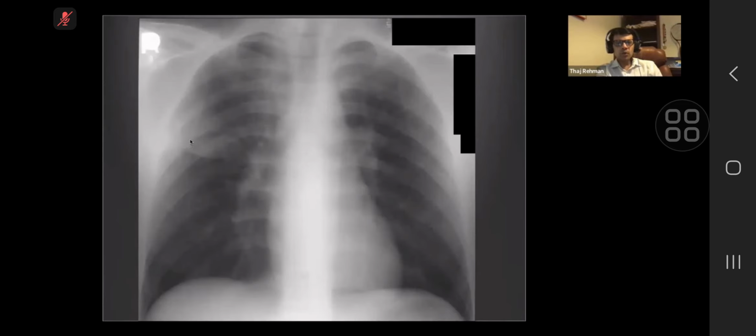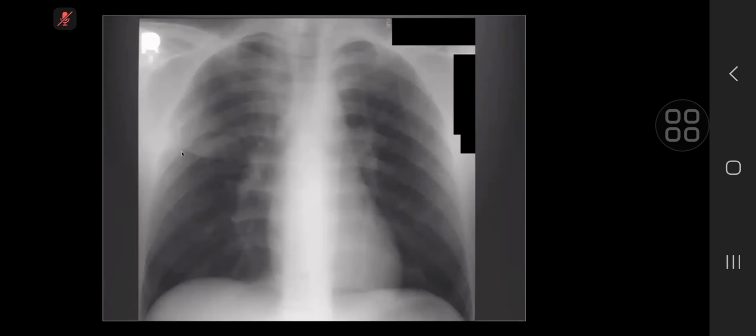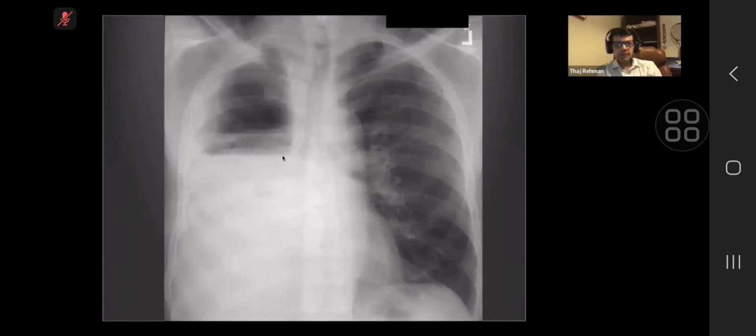This is a simple, straightforward case of loculated effusion in which fissure? In the horizontal fissure. Good.